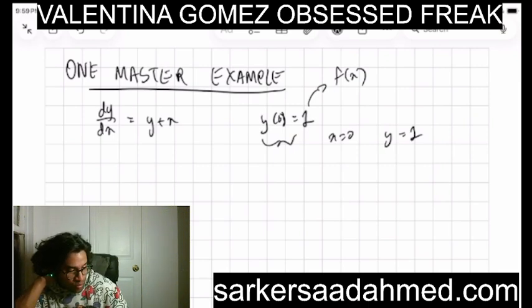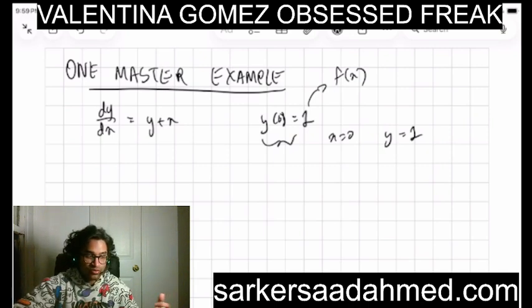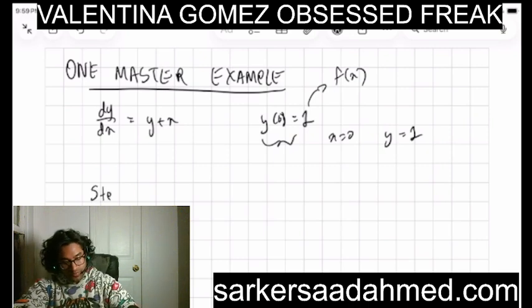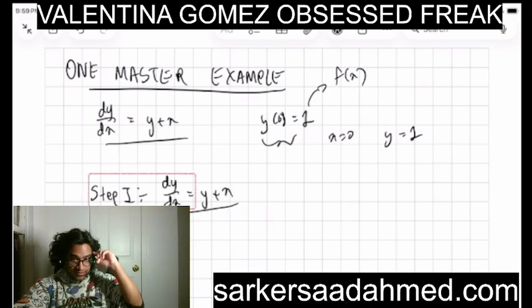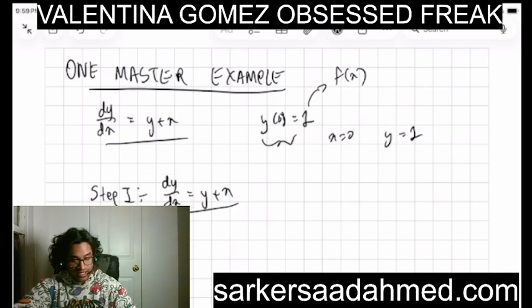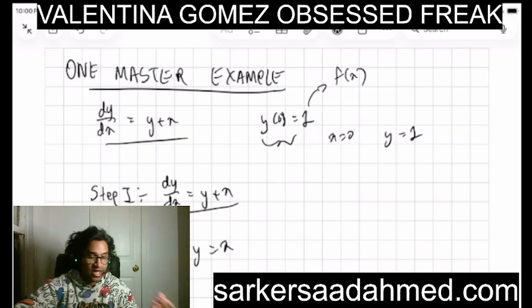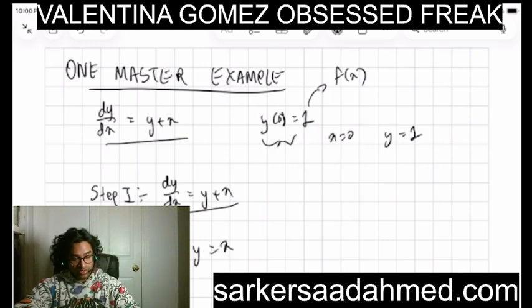Now, what happens in initial value problem? I'm not going to explain what is initial value problem. I'm going to write the steps on how you perform the initial value problem. First of all, you look at this equation here. Dy by dx is equal to y plus x. What I'm going to do is write in the format of dy by dx minus y is equal to x. This is what you call a standard linear form.